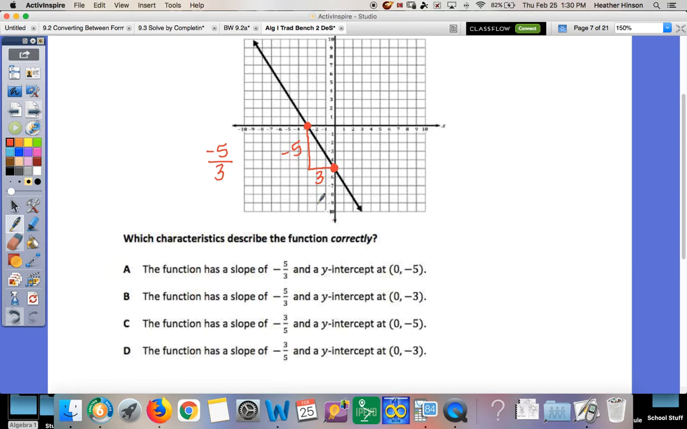So just knowing my slope, I can eliminate some answers. A has negative 5 over 3, B has negative 5 over 3, C and D have it upside down. So C and D are out. Then what's your y-intercept? It crosses the y-axis at 0, negative 5. So that is A.